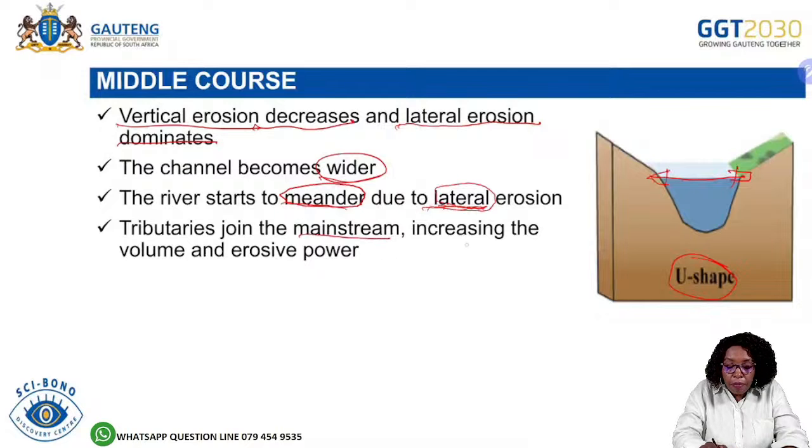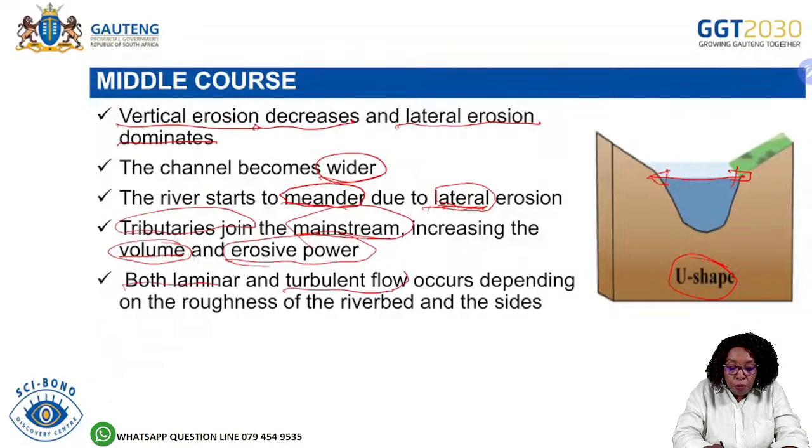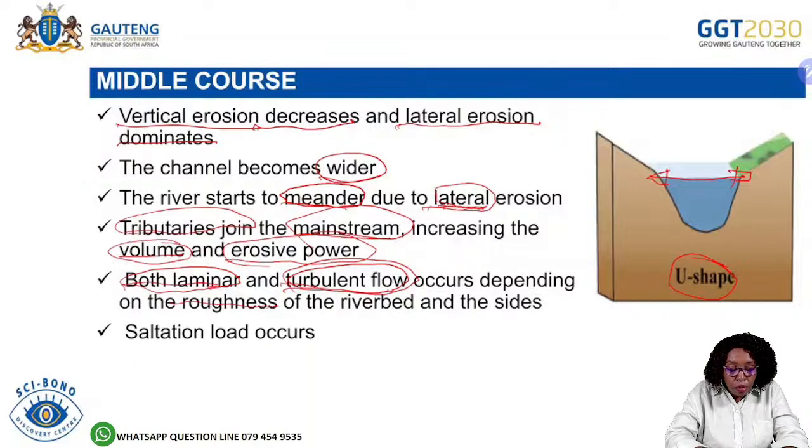Then tributaries join the mainstream, increasing the volume of the water. Remember, we said in the upper course there's less volume of water, but now what increases the volume of water is that more tributaries are joining. And also the river becomes more erosive, because the volume of water has increased there. Then both laminar and turbulent flow occur depending on the roughness of the riverbed. So some part of the river in this course would be flowing over a surface that has an even riverbed. But where the riverbed is uneven, that's where we experience the roughness, and we can then identify a turbulent flow.